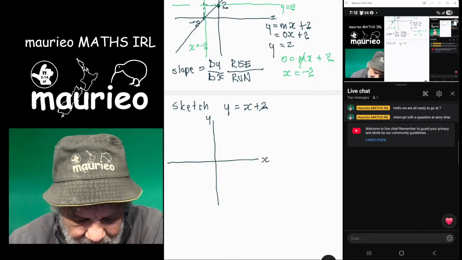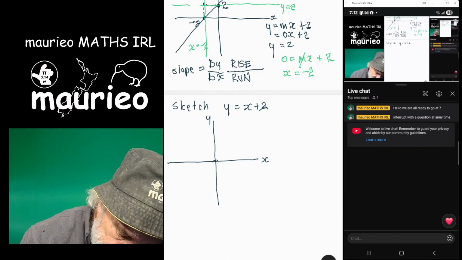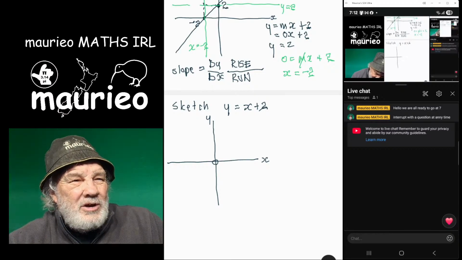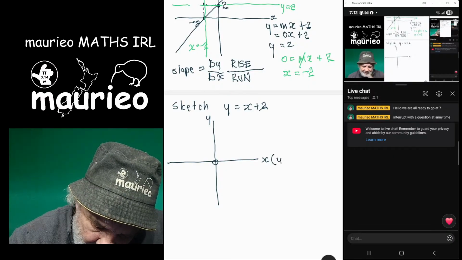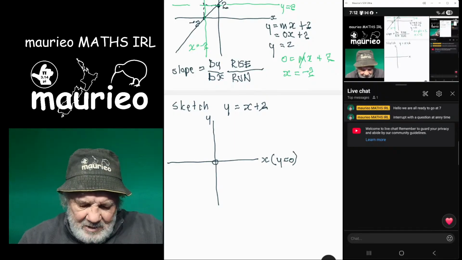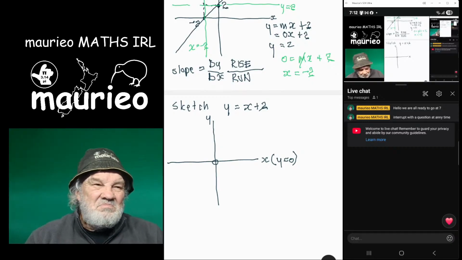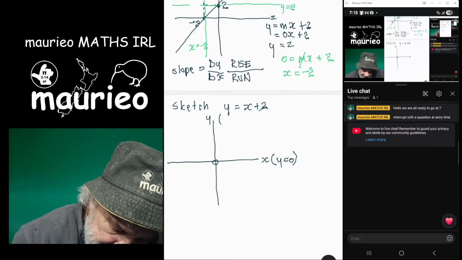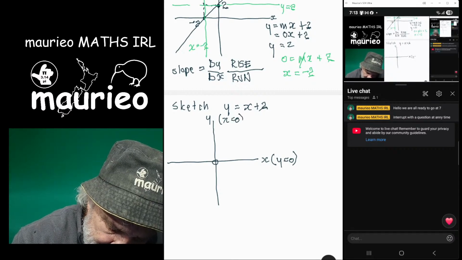We can see that they are straight lines, so they too will have an equation. And so what is the equation of the x-axis? Well, its equation is y equals 0. Everywhere along that line, y is 0. And similarly, the y-axis is the line x equals 0.